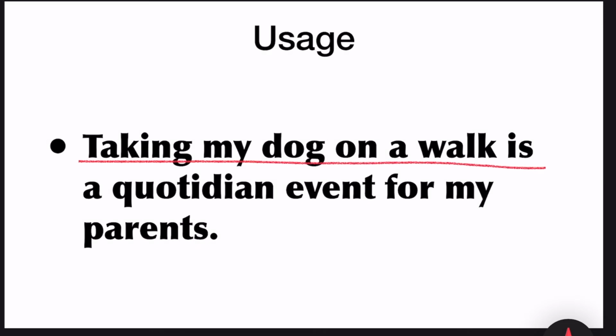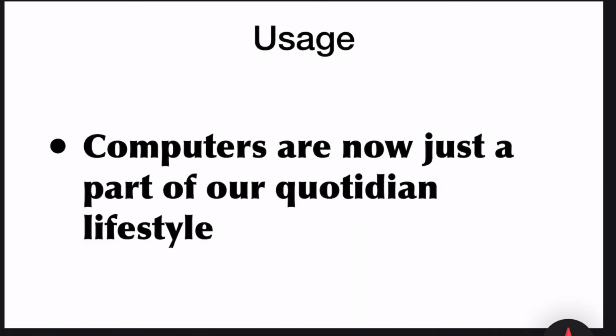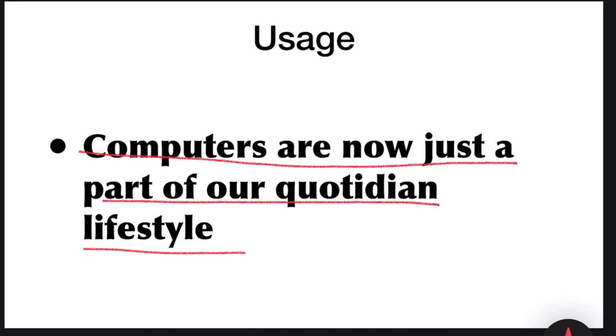Taking my dog on a walk is a quotidian event for my parents. It means taking my dog on a walk is my parents' daily activity, daily event. Computers are now just a part of our quotidian lifestyle. It means computers are now just a part of our everyday lifestyle, usual lifestyle.